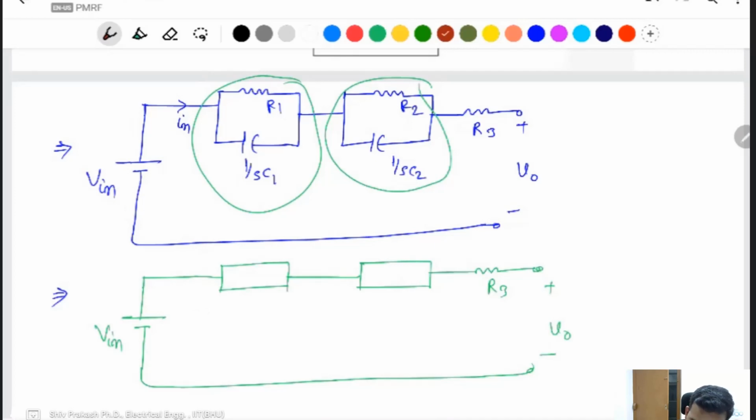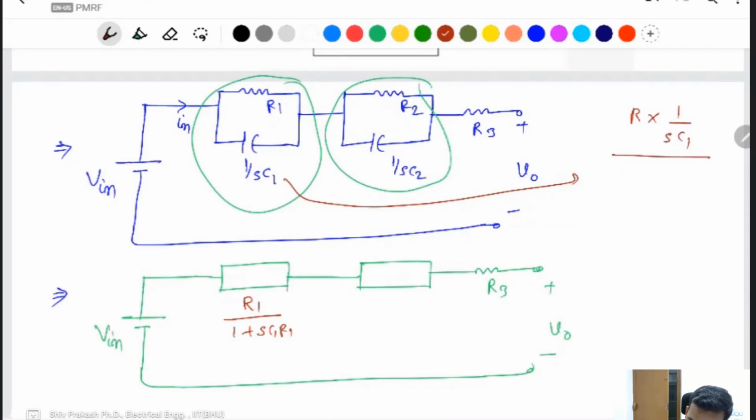The parallel circuit, impedance of the RC parallel circuit. R1 divided by 1 plus SC1 R1. If you calculate the parallel of this one, multiply 1 divided by SC1 and R plus 1 by SC1, that is Z1 Z2 divided by Z1 plus Z2.